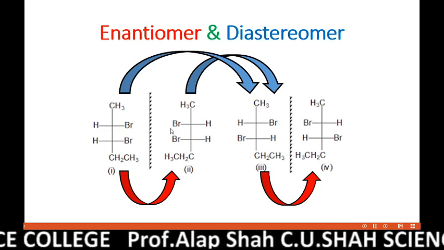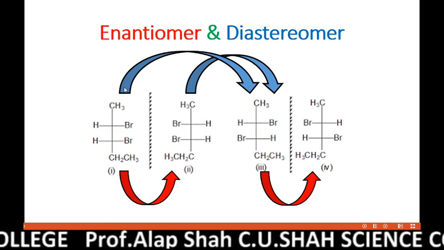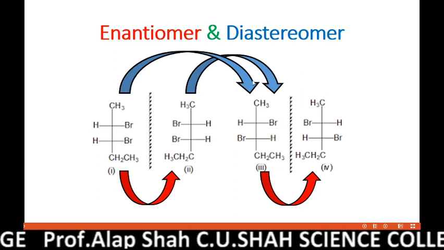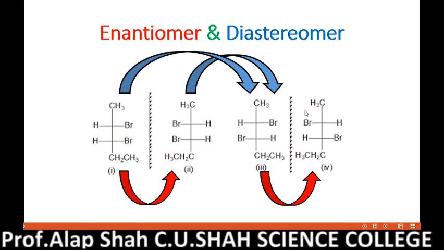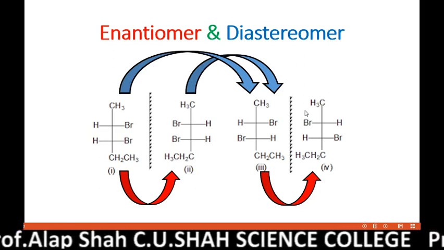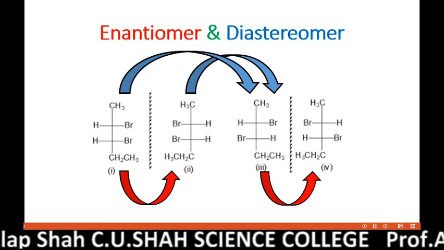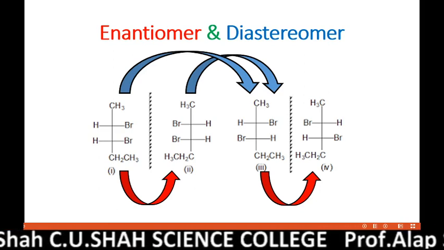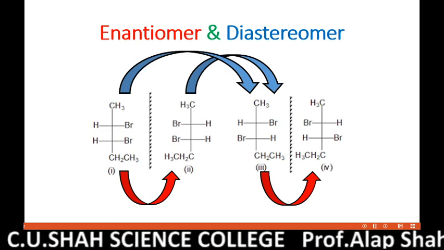But carefully, if you observe 1 and 3, or 1 and 4, or 2 and 3, and 2 and 4, all four pairs are not superimposable, but at the same time they are also not mirror images of each other. Such isomers, which are not enantiomers, are called diastereomers.